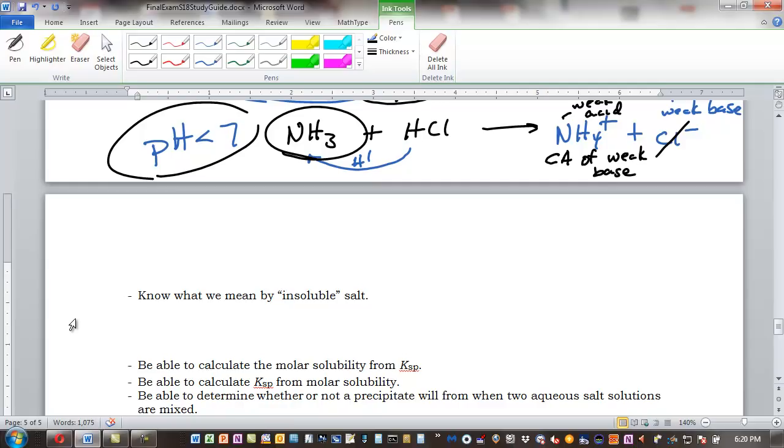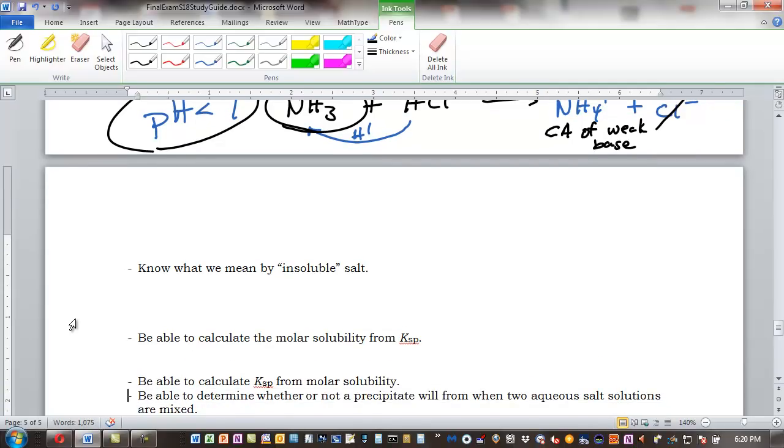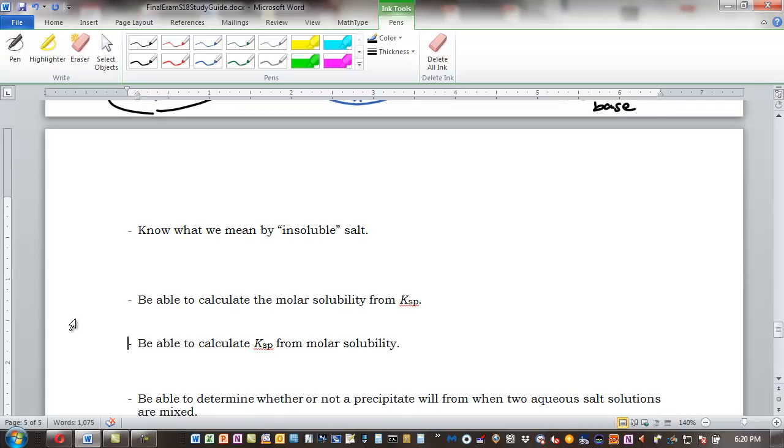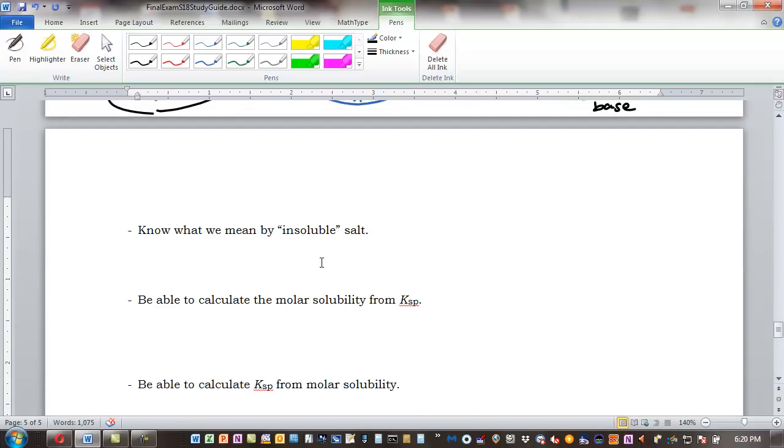Be able to calculate molar solubility from KSP. Do we know how to do that? Should we do a calculation?